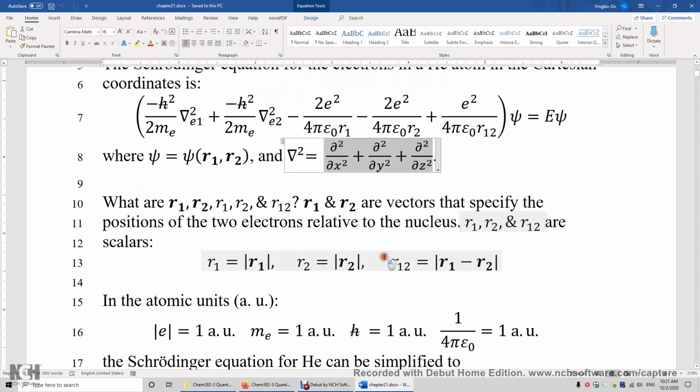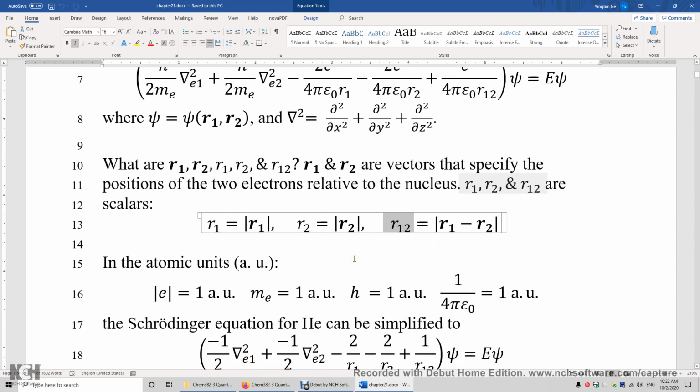So r12 actually has a much more complex expression. r12 is the square root of the sum of three terms. The first term is (x1 minus x2) squared. The second term is (y1 minus y2) squared. The third term is (z1 minus z2) squared.